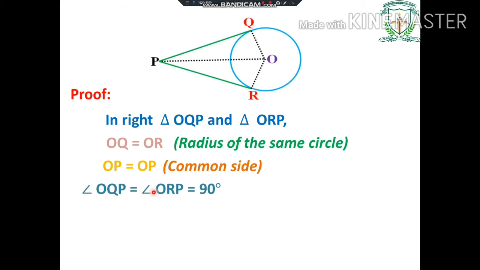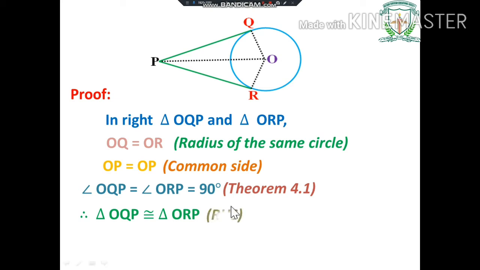Angle OQP is equal to angle ORP, which is 90 degrees. Write the reason: theorem 4.1. So therefore, these two triangles OQP and ORP both are congruent. Why are they congruent? They are congruent according to the RHS postulate: right angle, hypotenuse and side.